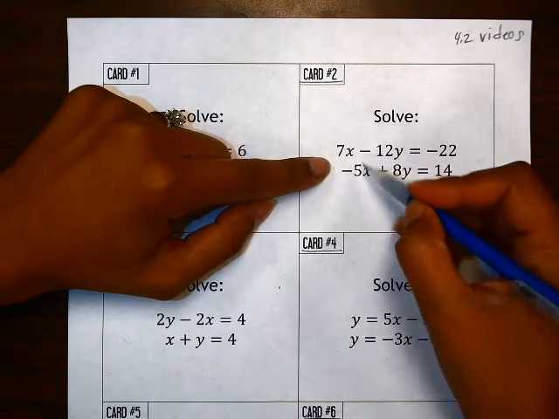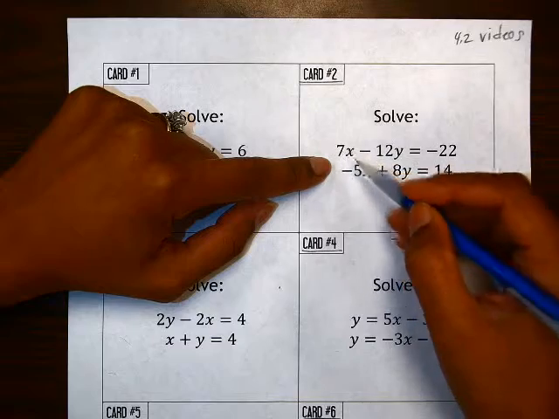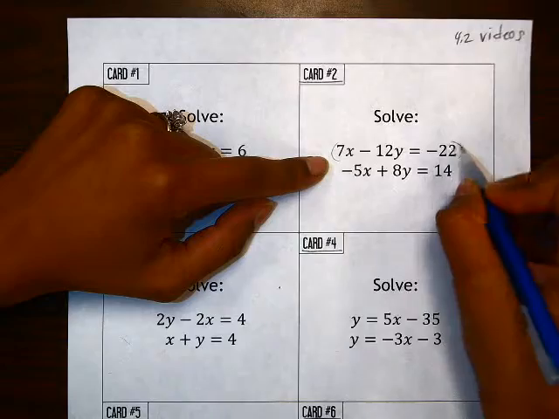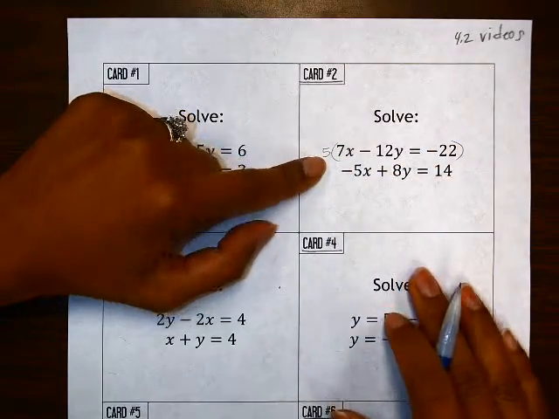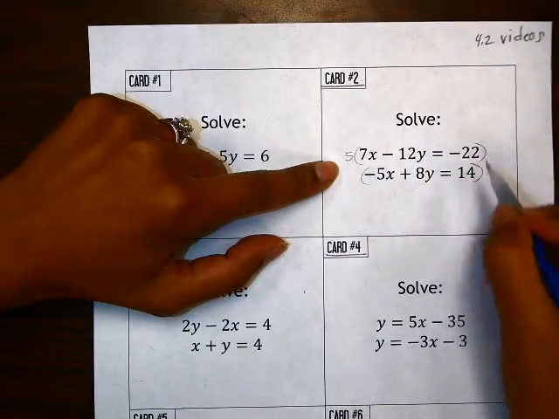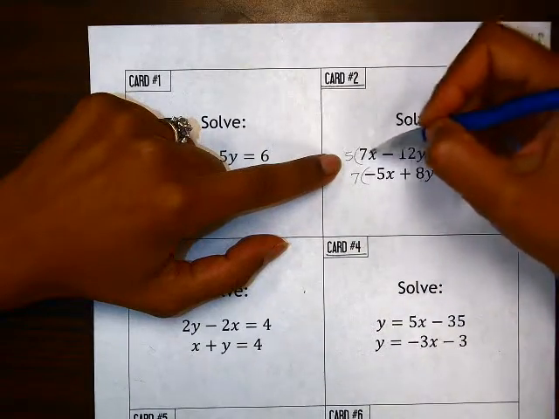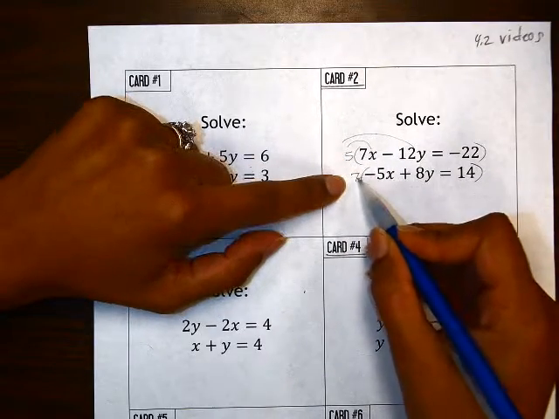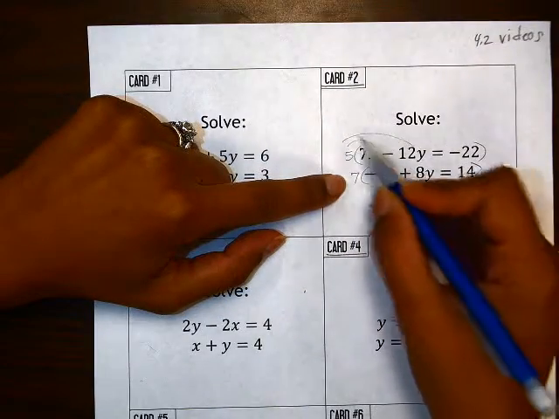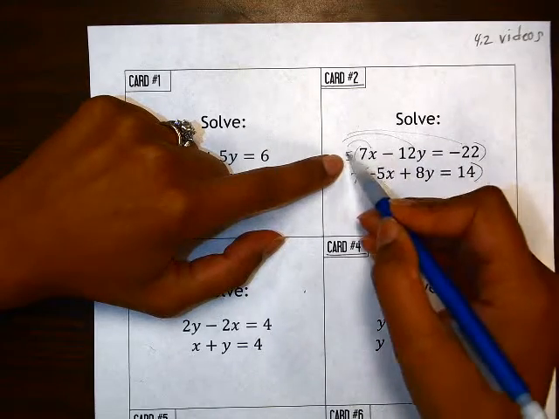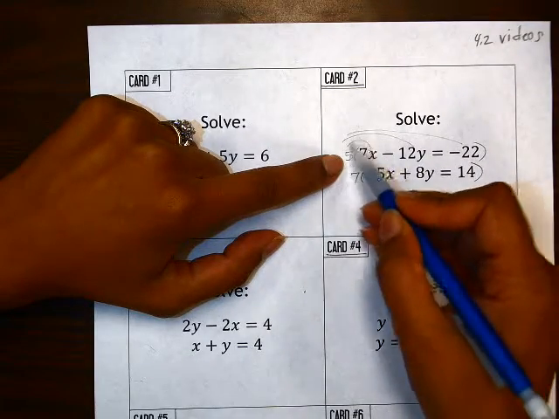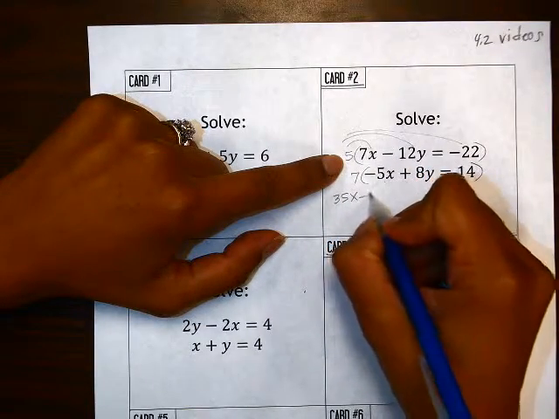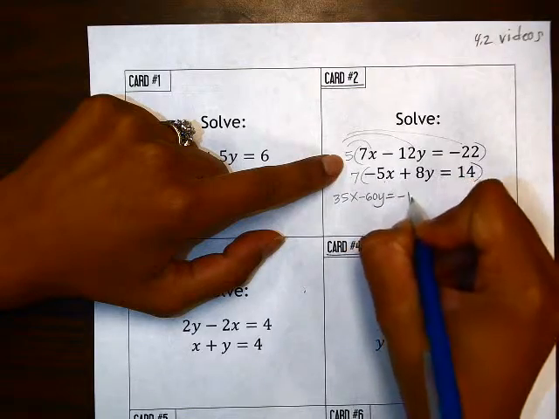For example, if you wanted to cancel the x's, the least common multiple of 7 and negative 5 is 35. So I'm going to go ahead and multiply this entire equation by 5 and this entire equation by 7. That's going to make this turn into a 35x. That's going to make this turn into a negative 35x, and then they'll cancel out. One thing to keep in mind is when you're multiplying the equation by 5, you're multiplying both sides of the equation by 5. So that will give us 35x minus 60y equals negative 110.